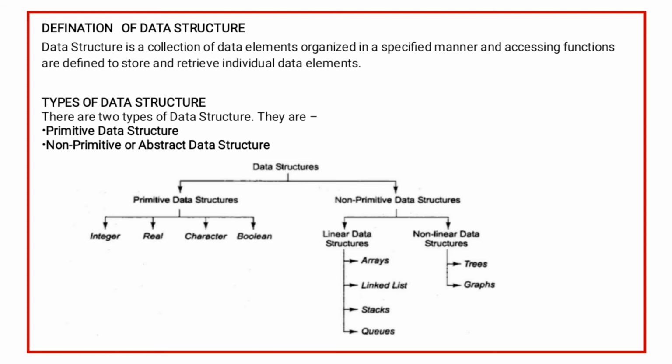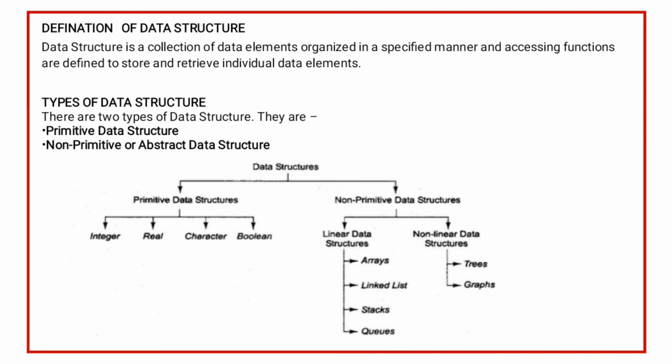Next is a non-primitive data structure. Non-primitive data structure is also known as a complex or abstract data structure. This data structure is the processing of complex numbers. It is generally constructed by the user or by a higher level language, such as linked list, tree, graph, queues, and stack are examples of non-primitive data structure. This figure shows types of data structure.